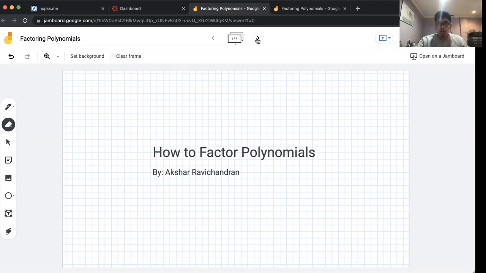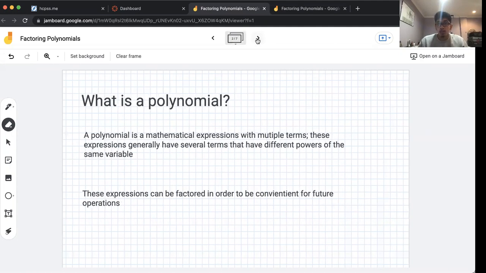So today I'm going to talk about how to factor polynomials. So let's first start off by asking the question, what is a polynomial? A polynomial is a mathematical expression with multiple terms. These expressions generally have several terms that have different powers of the same variable. These expressions can be factored in order to be convenient for future operations.